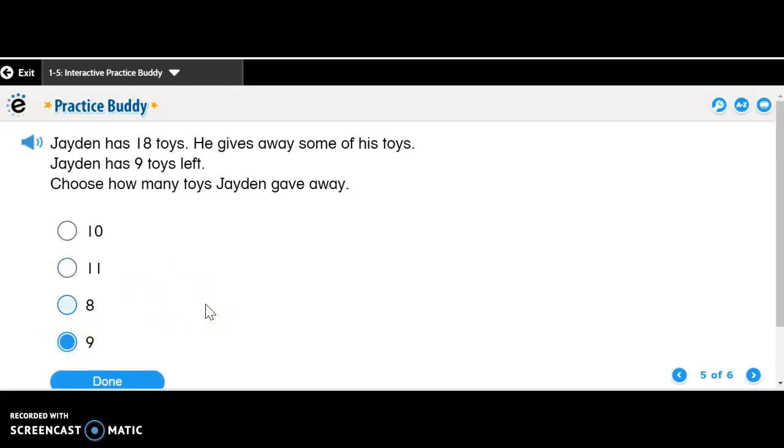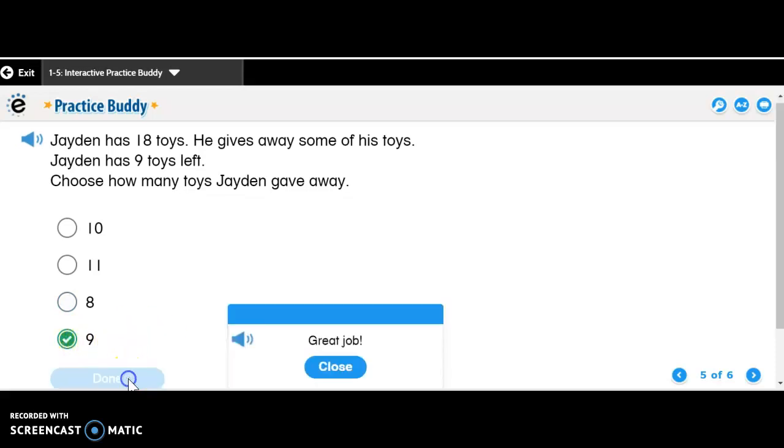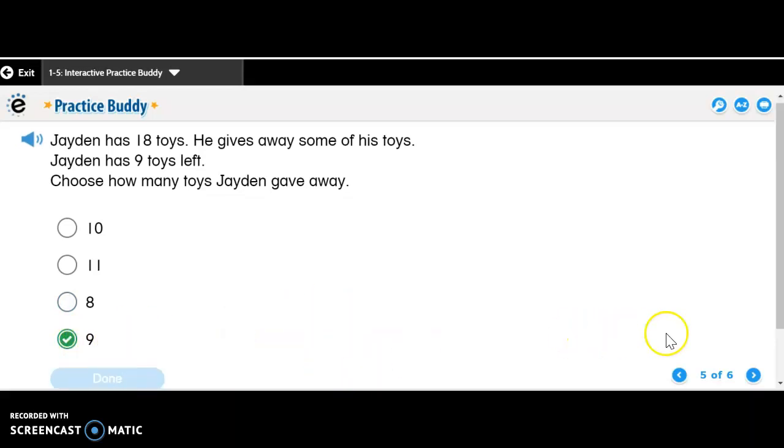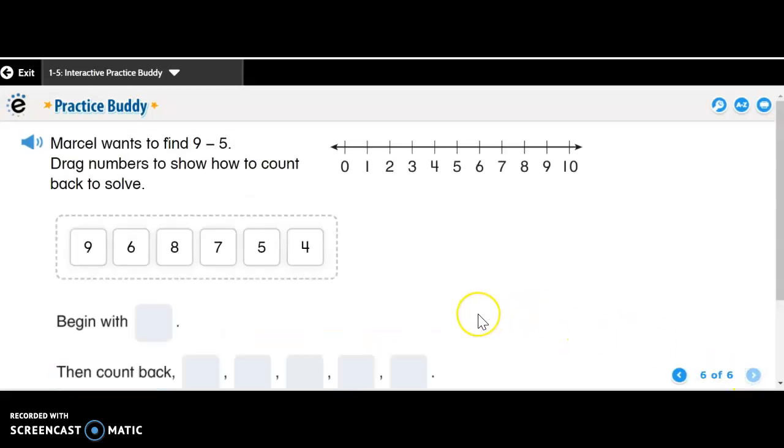Or we can count up or count back. So you choose. If you want to count on, start at 9 and let's count until we get to 18. 9, 10, 11, 12, 13, 14, 15, 16, 17, 18. I have 9 fingers up on my hands. I think we're right. Our double was correct. Great job. Let's go to the last page.